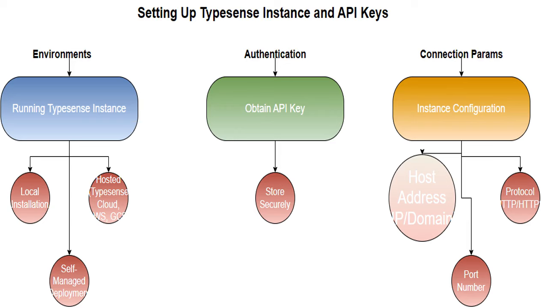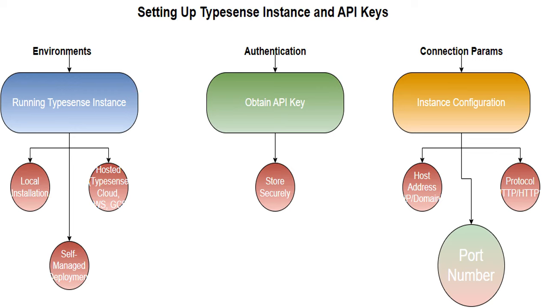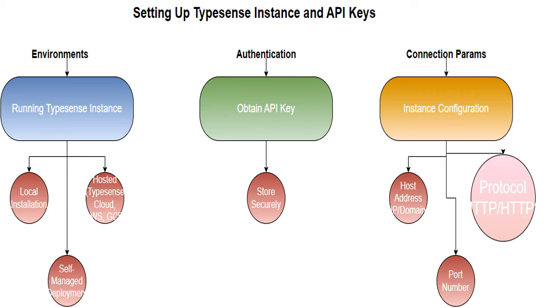Think of it as providing the address and credentials to access the database. The host address is the IP address or domain name where your Typesense instance is located. It's like the street address of your database server. The port number is the specific port on the host address that Typesense is listening on. It's like the specific door number you need to knock on.